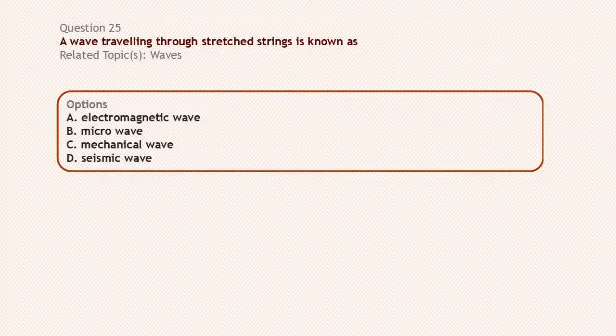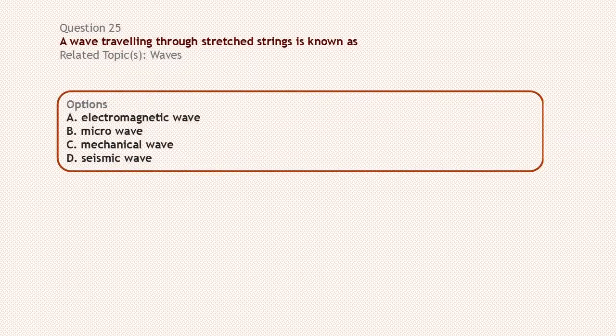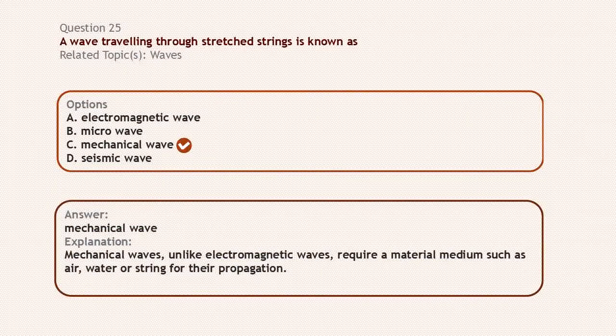Finally, a wave traveling through stretched strings is known as a mechanical wave. Mechanical waves require a material medium, like air, for example, or the string, as is the case here. So it is a mechanical wave. Mechanical waves require a material medium for propagation.